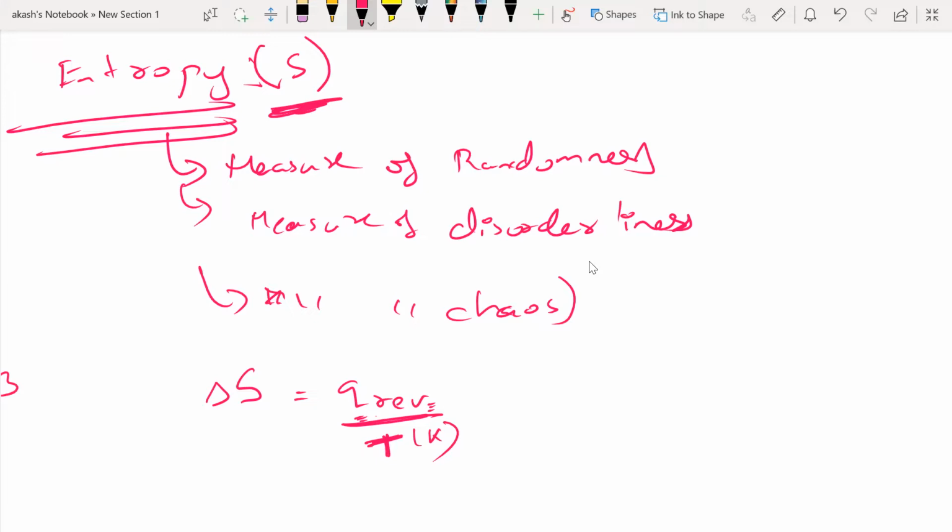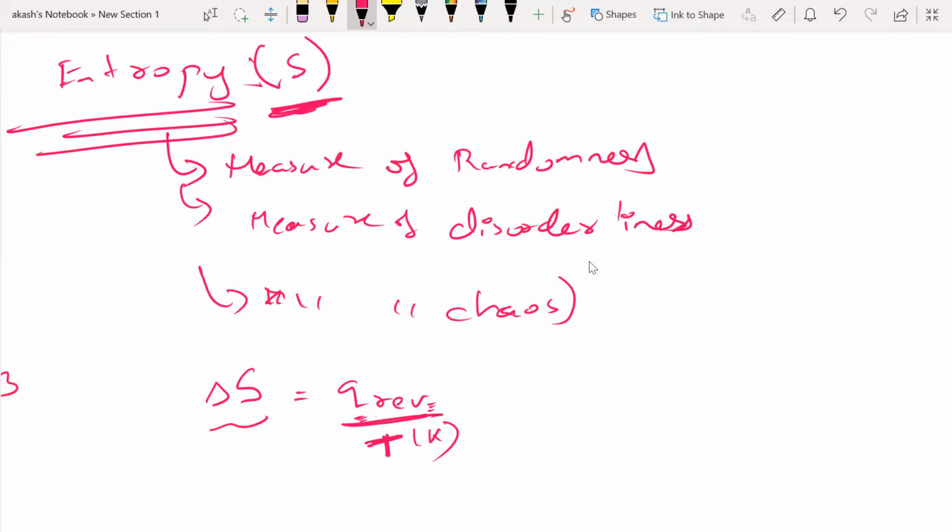It doesn't make sense, right? But I can tell that if I do some process, if I do something, I will be able to change the value of entropy. I'll be able to change the amount of randomness, right? How much is the change, that you will be able to calculate. That is what delta S is.